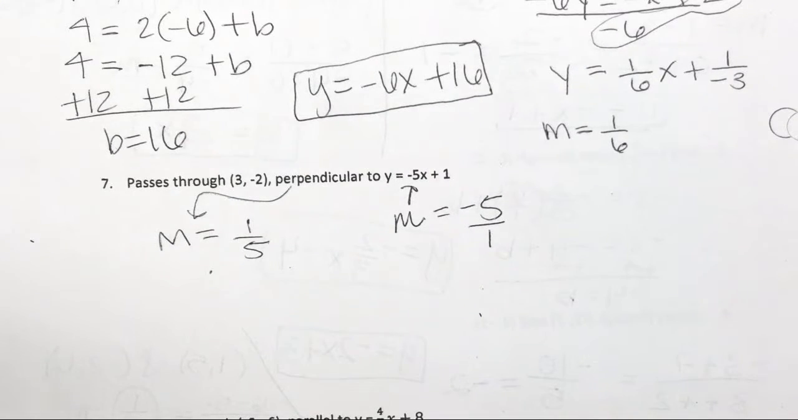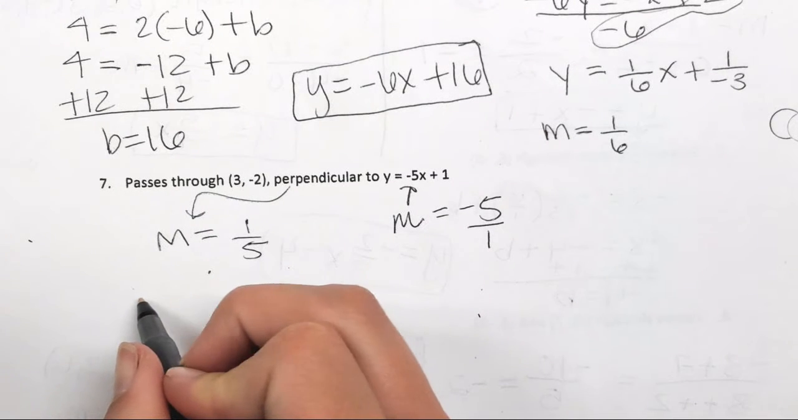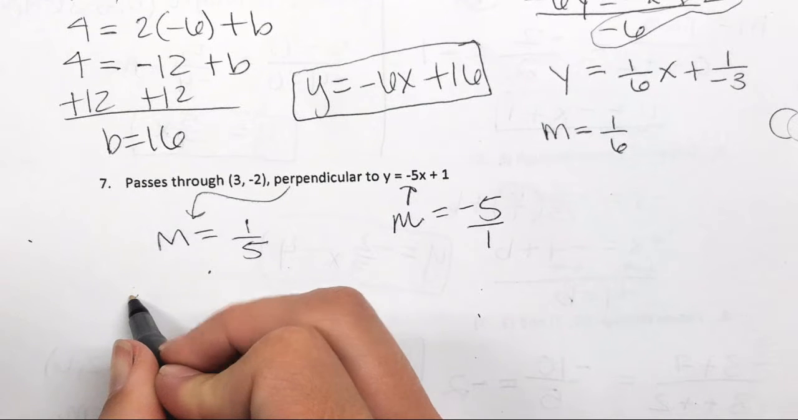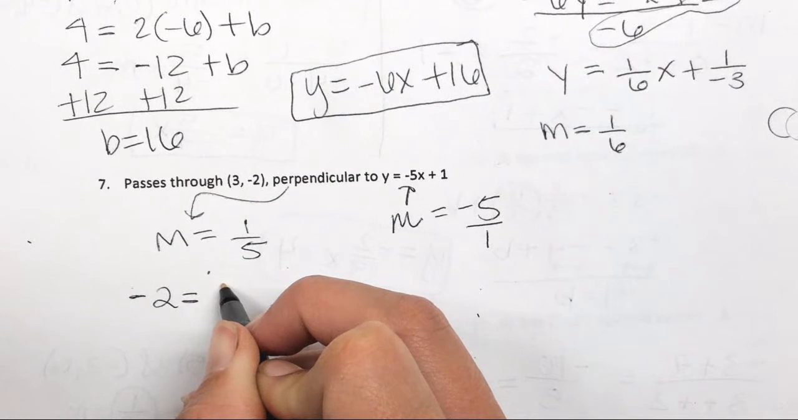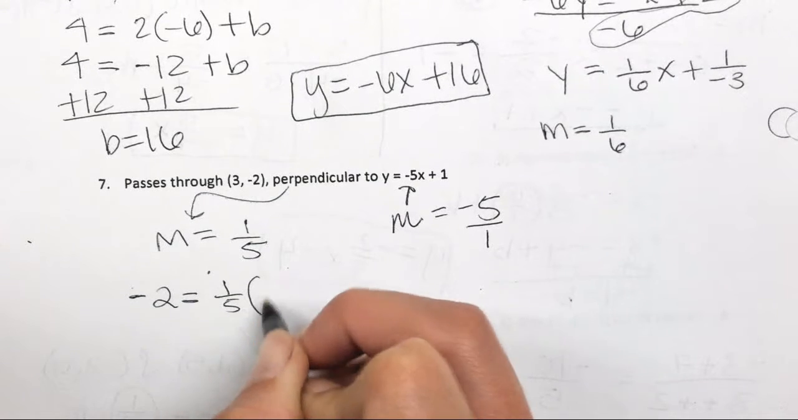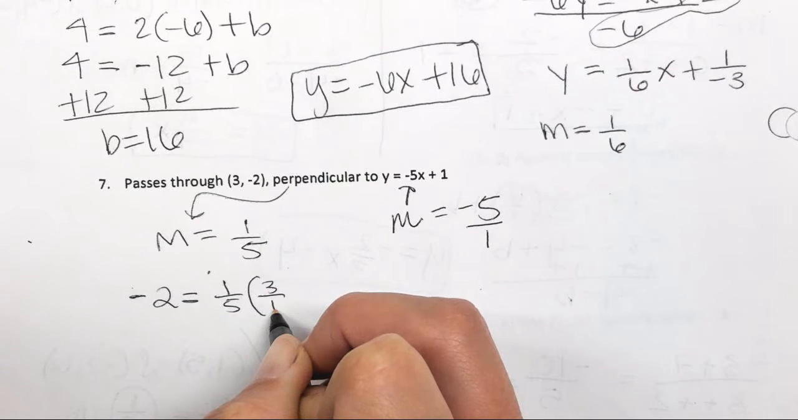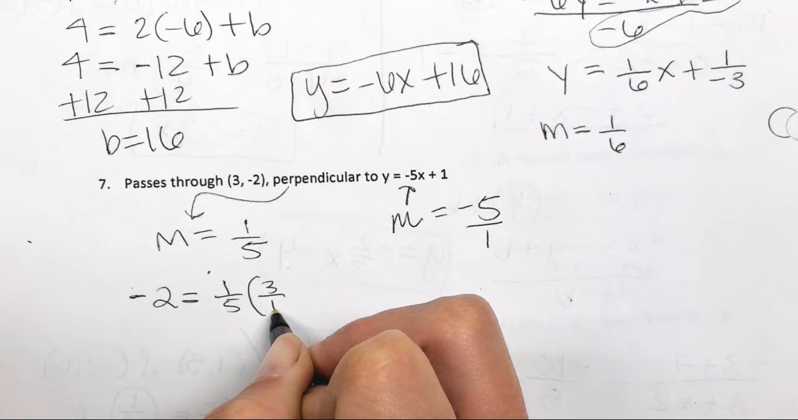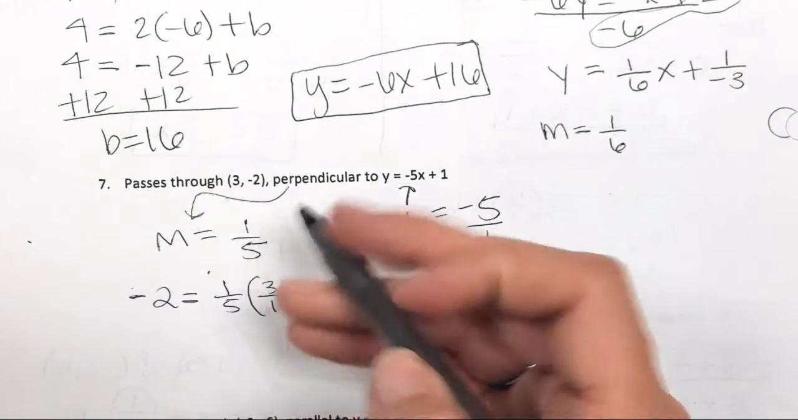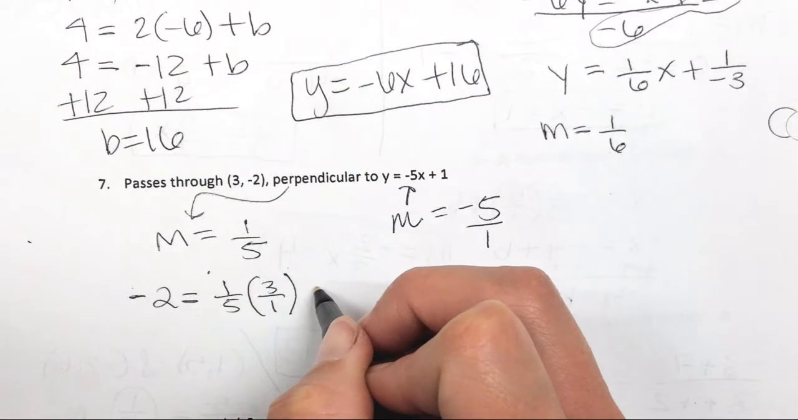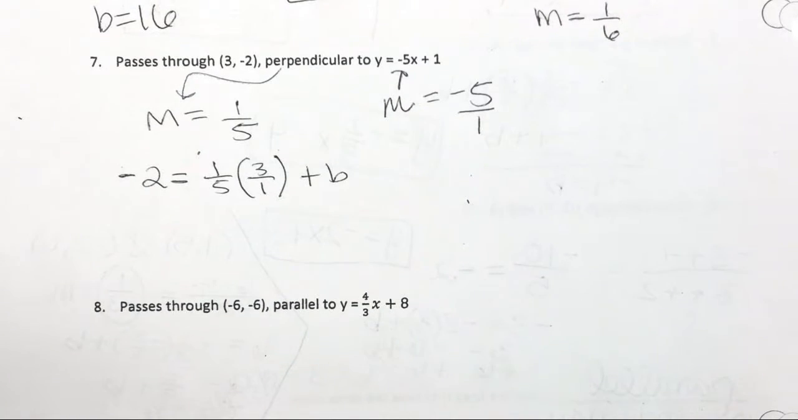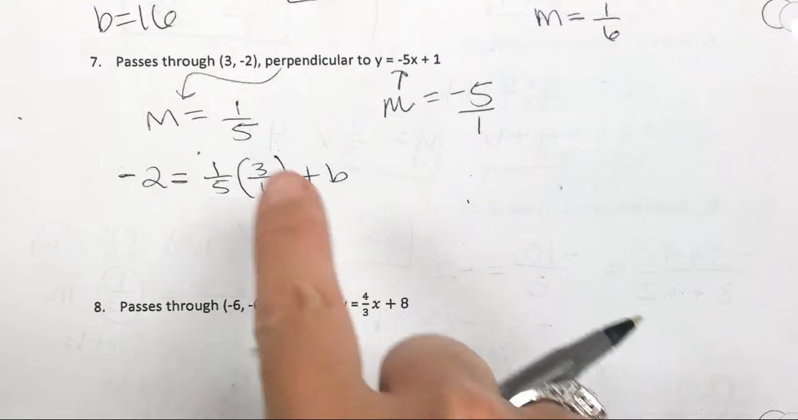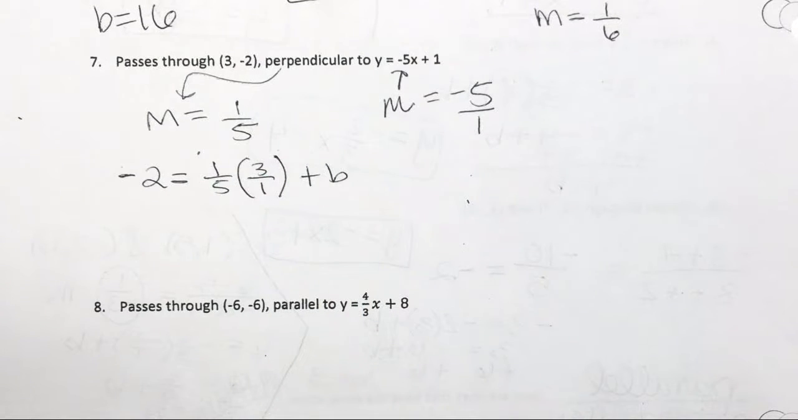Alright, tell me how to set up the equation to find the y-intercept. It will be negative 2 equals 1 over 5 times 3, or negative, oh, I thought it was 3. It is. 3 over 1 plus b. Alright, what order do we use? It doesn't matter, because when you multiply it doesn't matter the order.